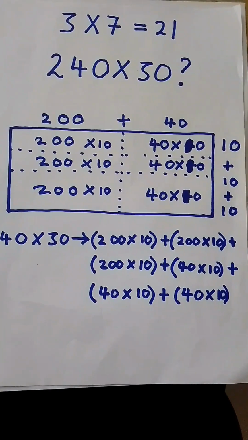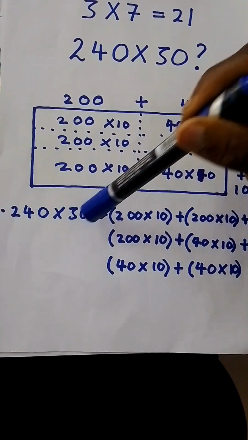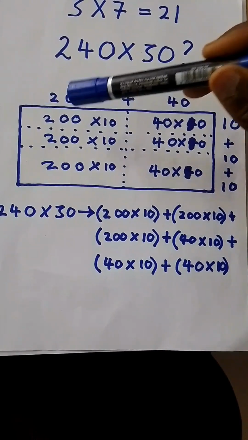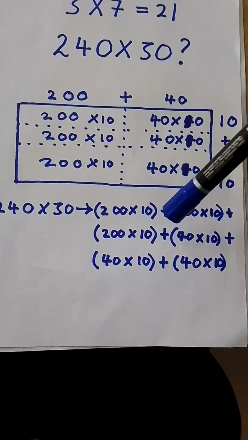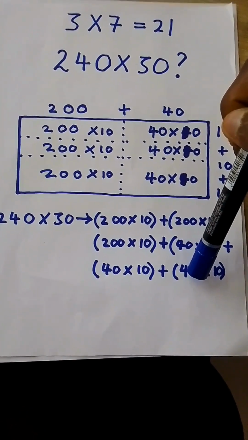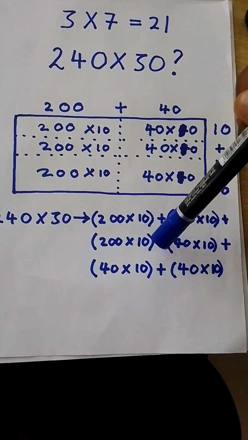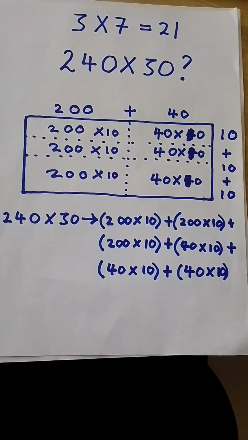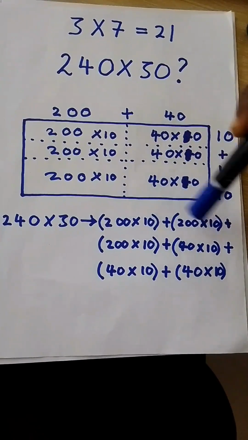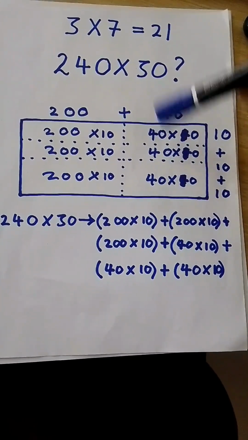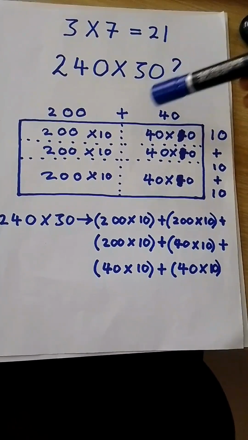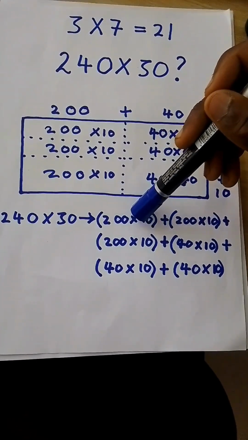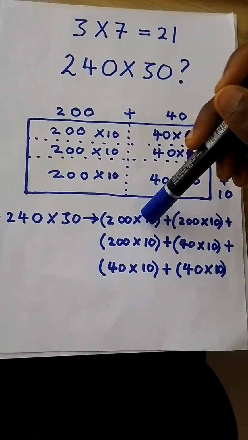So if we go down to the expression, we've got 240 times 30 is simply 200 times 10 plus 200 times 10 and so on, and then 40 times 10 plus 40 times 10 and so on. Keep in mind that the 200 times 10 in the expression are representations again of rectangular arrays. So we can keep going, we can keep forming smaller and smaller rectangular arrays.